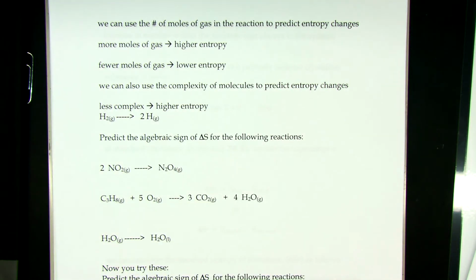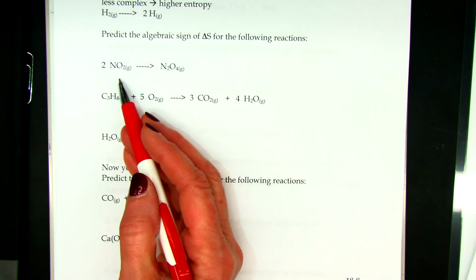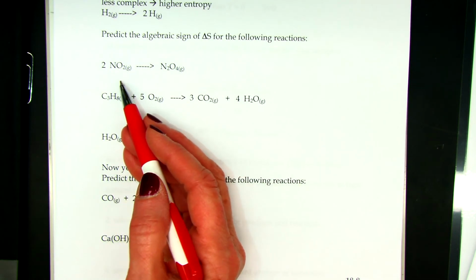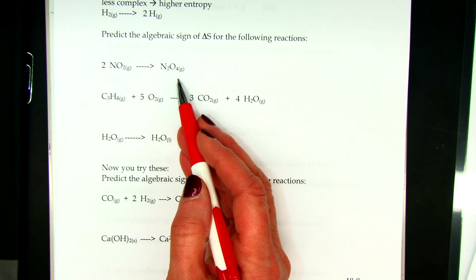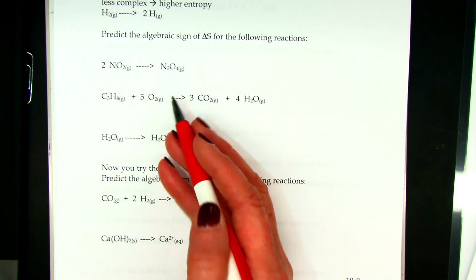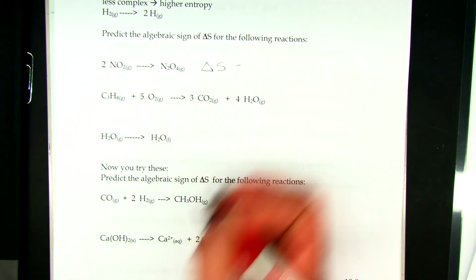So with all those ideas in mind, if we look at this, I have 2 moles of NO2 gas becoming 1 mole of N2O4 gas. So I'm going from 2 moles of gas to 1 mole of gas, so my change in entropy would be expected to be negative.